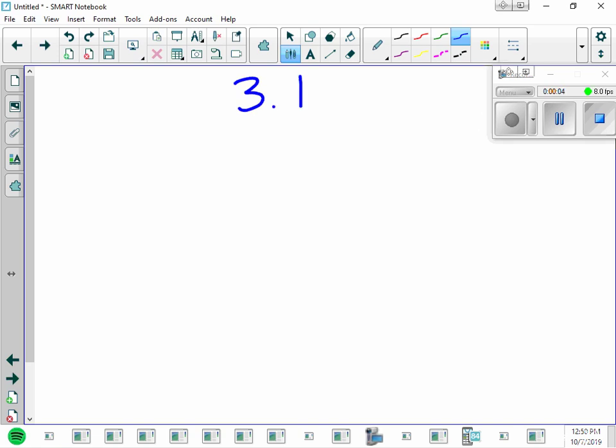3.1. We're going to work on how to graph quadratics, and we're going to break it into very simple pieces. And these first two sections are very, very easy. So all quadratics are based off of the graph y equals x squared.